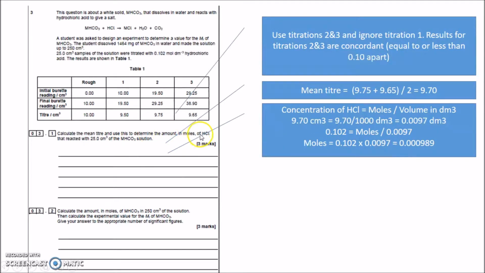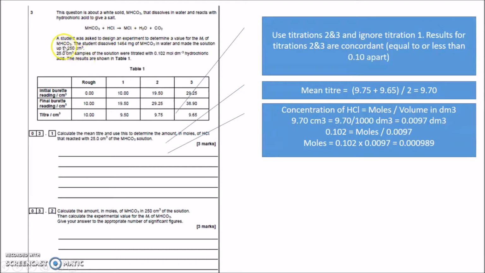So now I've got the number of moles of HCl that react with the MHCO3. Calculate the amount in moles of MHCO3 in the 250 centimetres cubed solution. Well, 1 mole of HCl reacts with 1 mole of MHCO3. So this number of moles, 0.000989, will also react with the same number, 0.000989 moles of MHCO3. So I've got the number of moles of MHCO3 as well, which equals this.